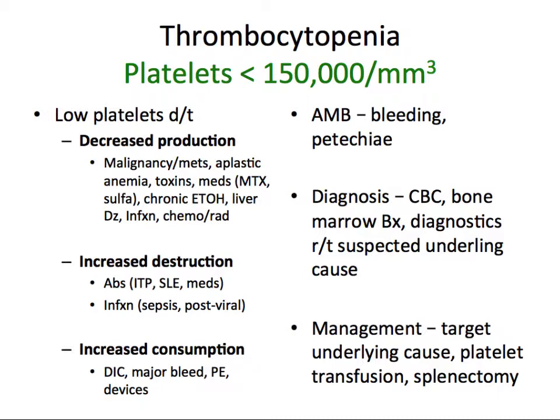Thrombocytopenia is manifested by bleeding and petechiae. It's diagnosed by CBC, a bone marrow biopsy, and diagnostics related to the suspected underlying cause. The management includes targeting the underlying cause, platelet transfusion, or splenectomy.